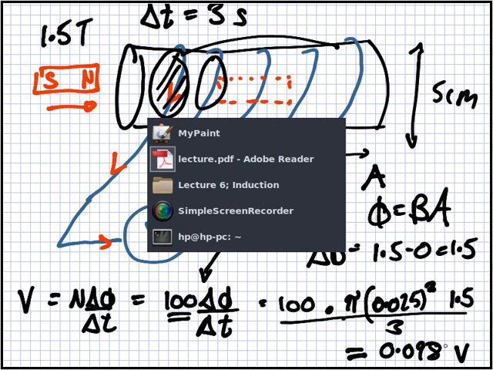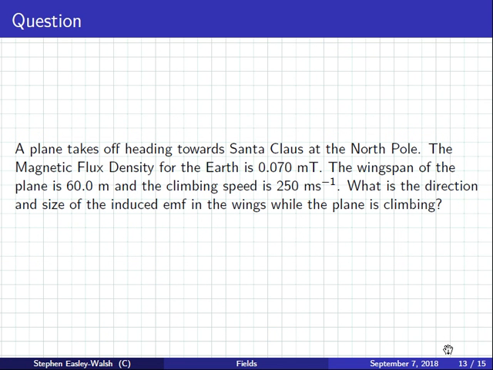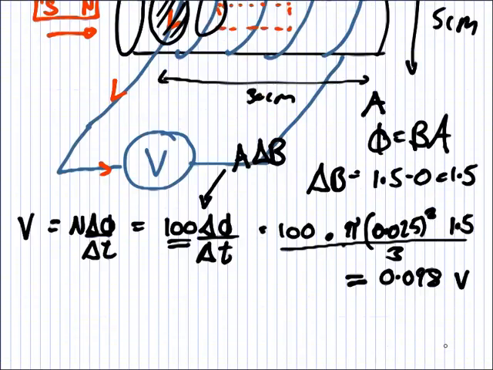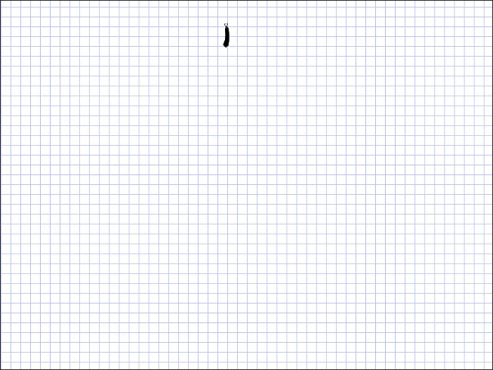Continue? Another example. Okay, so a plane takes off heading towards Santa Claus at the North Pole. The magnetic flux density of the Earth is 0.07 millitesla. The wingspan of the plane is 60 meters and the climbing speed is 250. What's the direction and size of the current in the wings? So, what's happening here is, here's the North Pole, Santa lives there. South Pole, penguins live there. Mecca's over here, and America's over here.